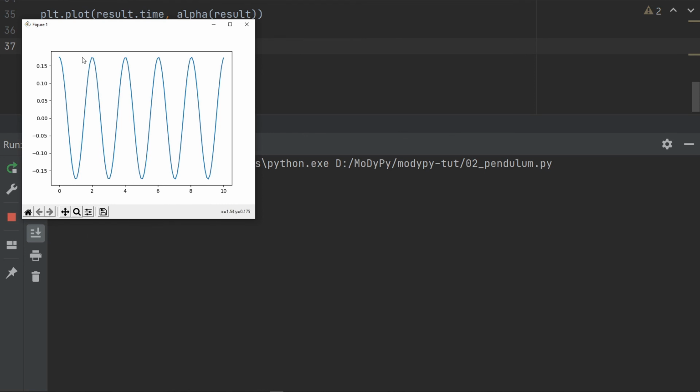And here we see quite a nice sine wave appearing. And it also has a period of about 2 seconds, which corresponds with the theoretical results.